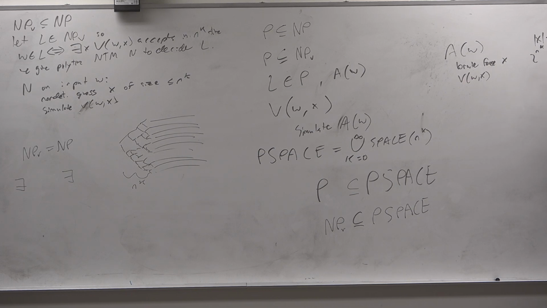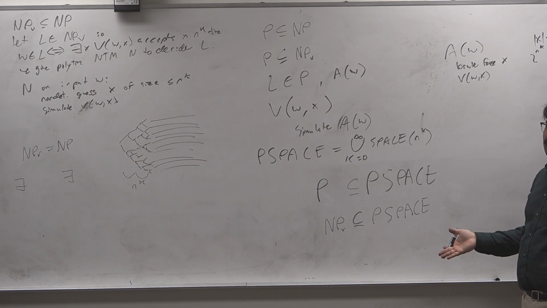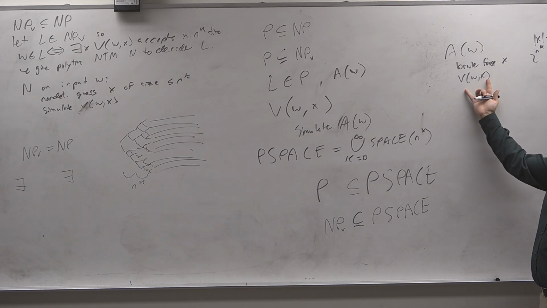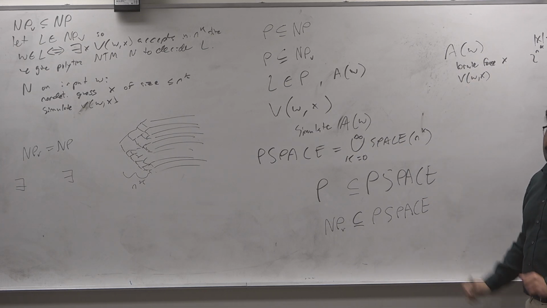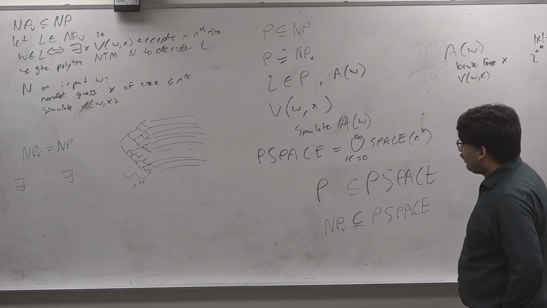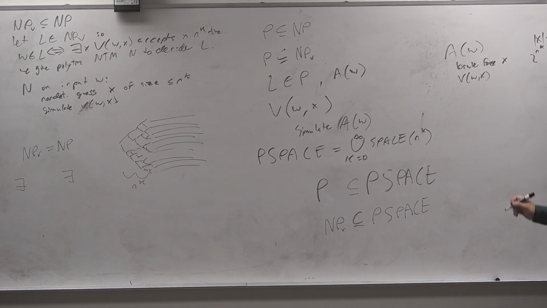But every time you use a witness, you erase it and write down the next one. Because you can reuse space, the space used is no more than the size of the witness, plus whatever the verifier runs in, which is polynomial space as well. That'll take polynomial space. Okay? We'll talk about PSPACE later. I think this is too early for PSPACE.